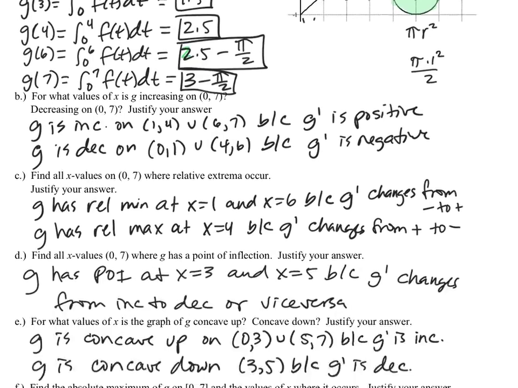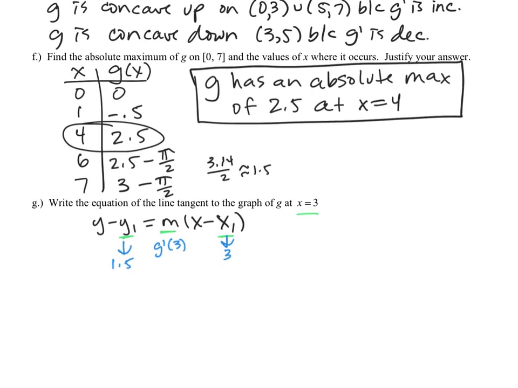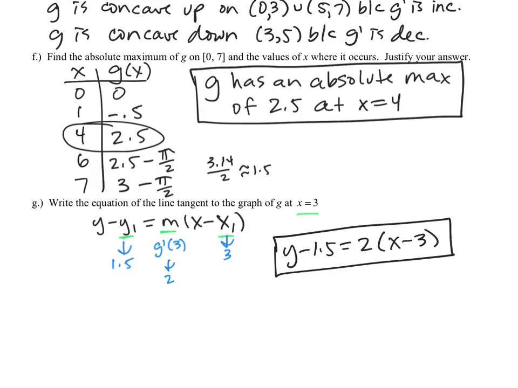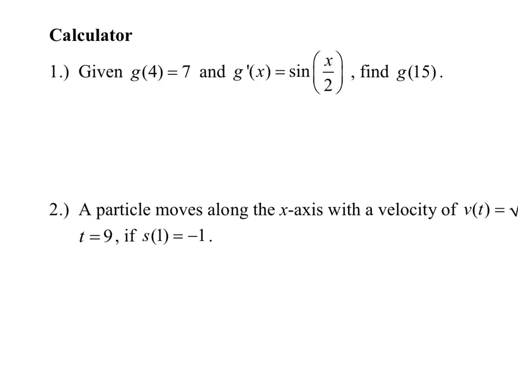All right, so we have our slope. Let me indicate that. That is 2. So now we can write our equation. The equation of the line would be y minus 1.5 equals our slope of 2 times x minus x sub 1, which is 3. All right, so now let's move on to the calculator portion of our review.